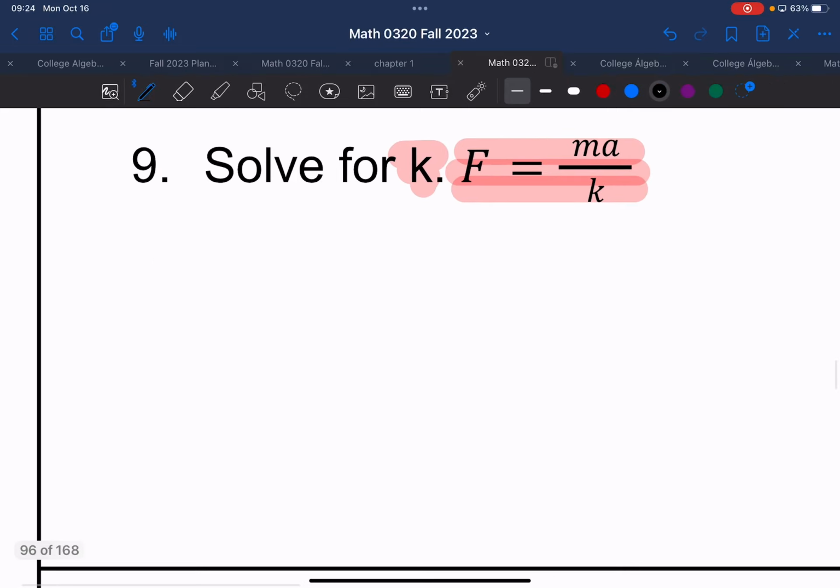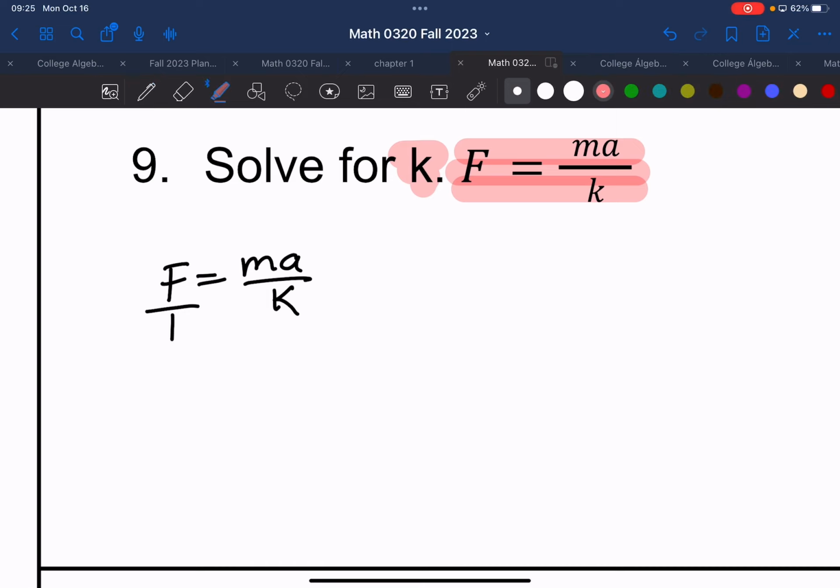So I have F equals MA over K. I need to get K by itself. So what do I need to do first to, let's say, the F? What could we do to the F? Put it into a fraction, so F over 1. And now that we have a fraction equal to a fraction, what can we do? Or we can cross multiply.